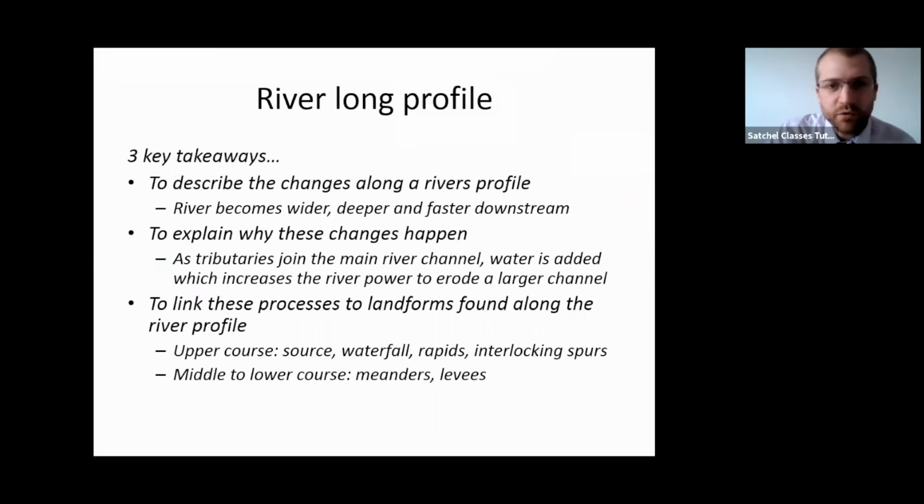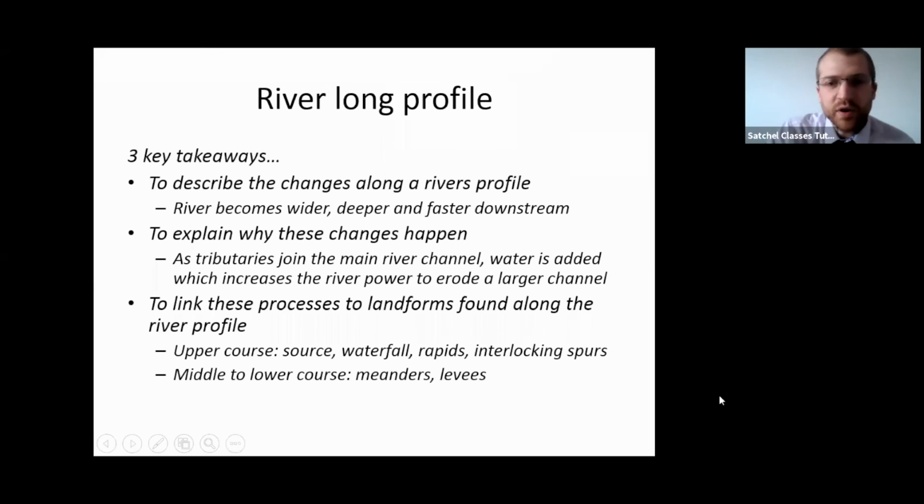We wanted to describe the changes along the river's profile, so we are aware that it's becoming wider, deeper, faster, more powerful. Okay, and why was that happening? Because we have loads of these little streams, tributaries that are adding their water to the main channel. And the more that they add water to the main channel, the more the power of the river increases to erode a river channel that's wider and deeper.